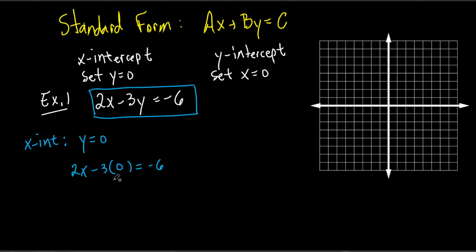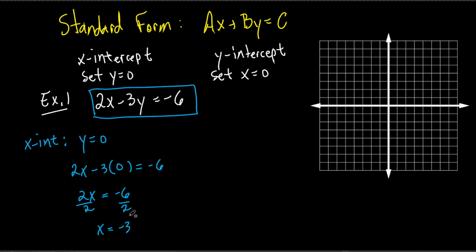Let's see what we get. Making that a 0 makes this kind of easy. So 2x, I didn't do anything to that. Minus 3 times 0. What's 3 times 0? It's just 0. So I don't even need it now, do I? It just goes away. Equals negative 6. Now I do some super easy algebra. How do I get x by itself? Divide both sides by 2. And what's my x equal to? Well, not 3. It's negative 3.